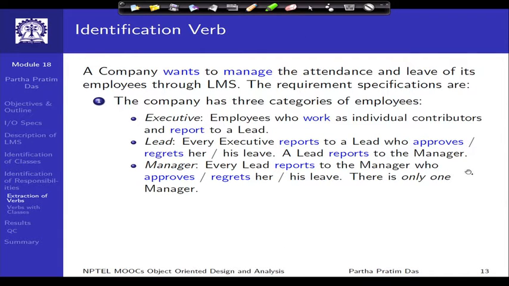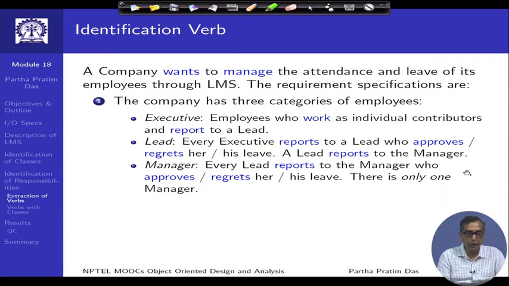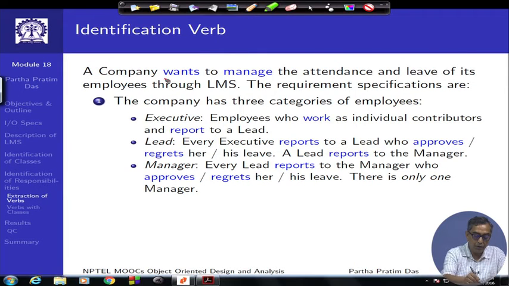So, like before we just colorize the text, this time I am using the blue color to identify the verbs. So, the company wants to manage the attendance and leave of its employees through SMS. This is a verb, but we would simply ignore that because we understand this is just a verb for expression, not for the system.